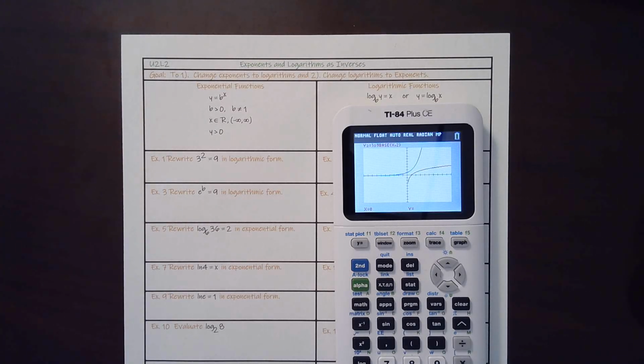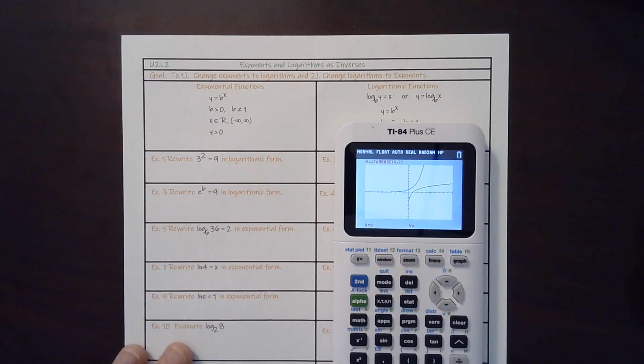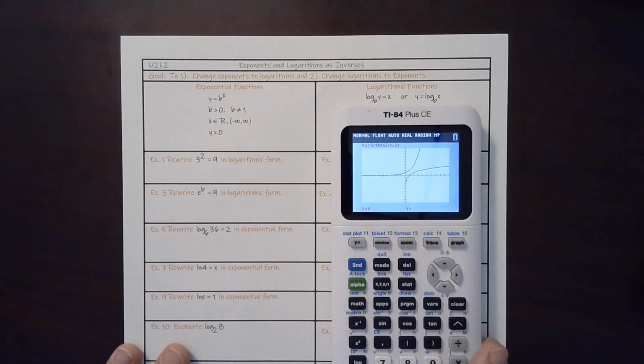All right, so now we're on to lesson 2. In lesson 1, we really looked at the graph of the exponential function and a logarithmic function, and we realized that the relationship between the two is that they're inverses. So now we're going to look at the significance of them being inverses. So I thought I would go ahead and remind us of what the graphs look like.